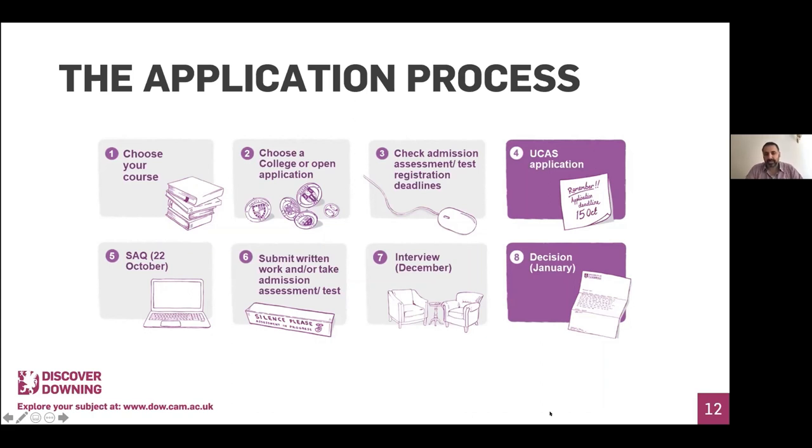So I always advise students, have your own criteria list. You may want to choose a college because of its location. You may want to choose a college because it's quite close to the department you want to study. You may choose a college because it has very good accommodation facilities. You may pick a college because it's got very good sports facilities. That's entirely your choice, but have your own criteria list and use that to guide you through your choice of college. Hopefully today we'll tell you a little bit more about Downing, and hopefully that would interest you as well.